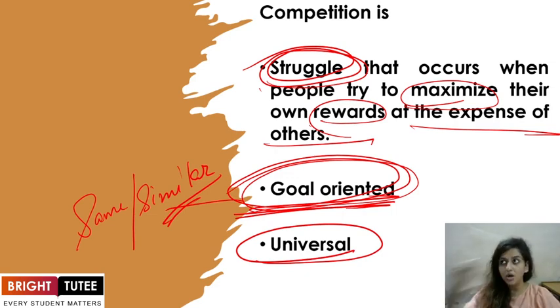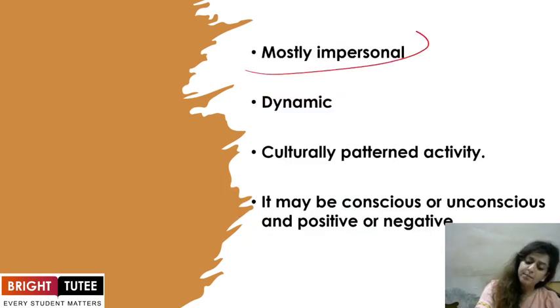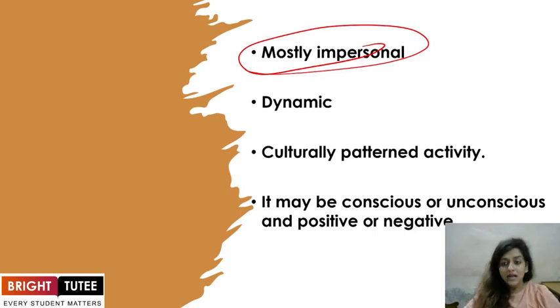It is universal. Not that only in India does competition exist. It is universal across nations, all within nations, across all different states, entities, caste, class, across everywhere is the competition that is there. It is mostly impersonal. It is at times personal when you want to possess something, some materialistic thing majorly. Unless and until it is there, it is mostly impersonal.